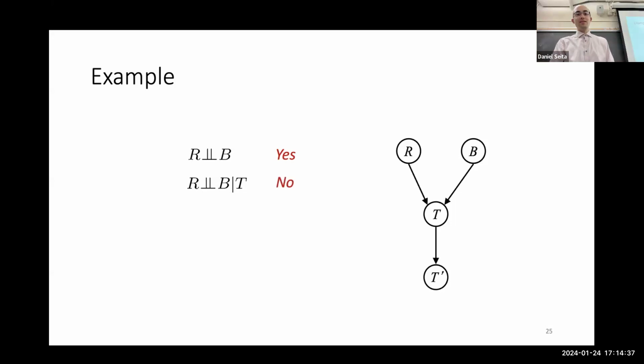It's no, because if you observe T, then that activates a path from R to B. And all you need is one active path, and then it's not guaranteed to be independent. So no.